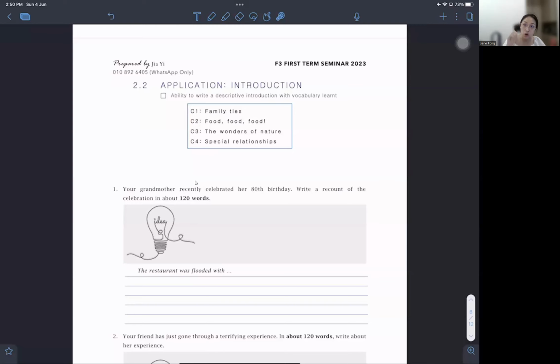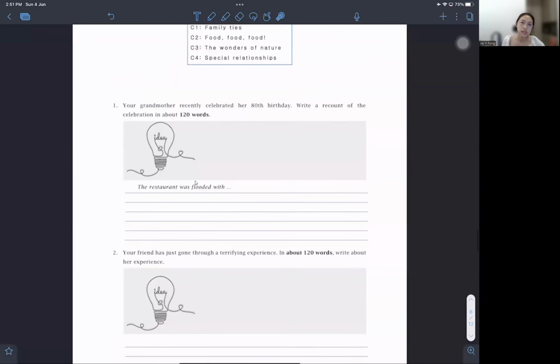Then you have to know your essay probably will be related to family, food, nature, or special relationship. So for those of you who are getting ready for your first term exam, try to focus on these 4 themes. Okay, let me show you one example. What do I expect coming out from chapter 1? Look at this question. Come, everybody. Remember what I told you just now?